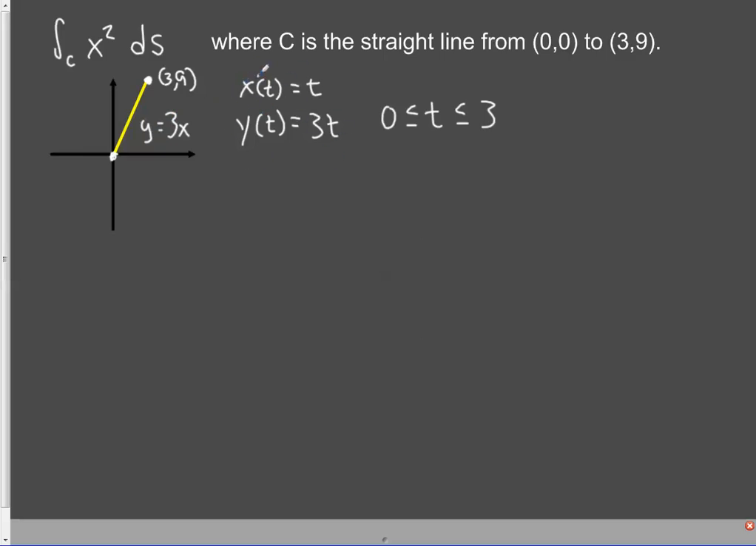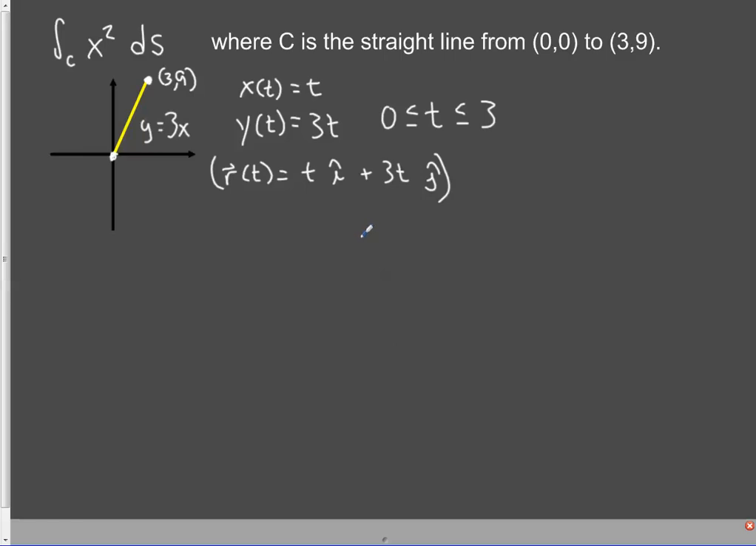I've written x of t and y of t on separate lines, but of course I could write it as a vector. I don't have to, though. I just don't want you to think I did something different from what I did on the previous page. So you could write it like that.